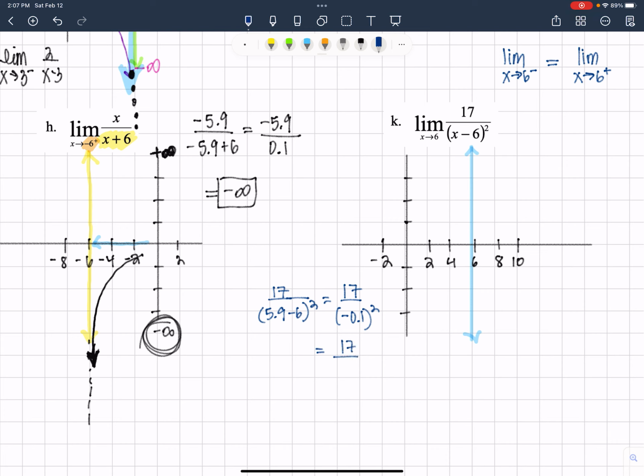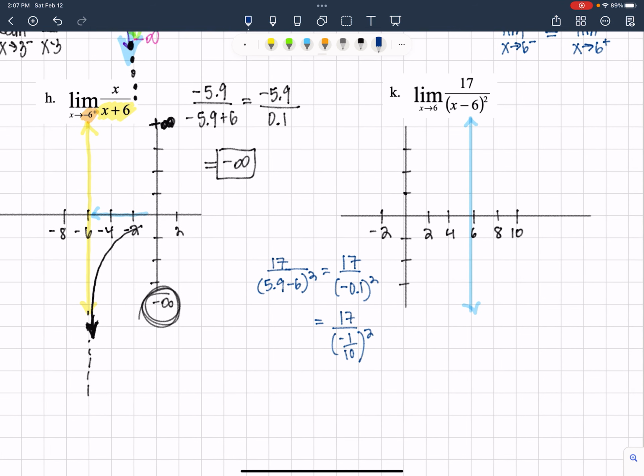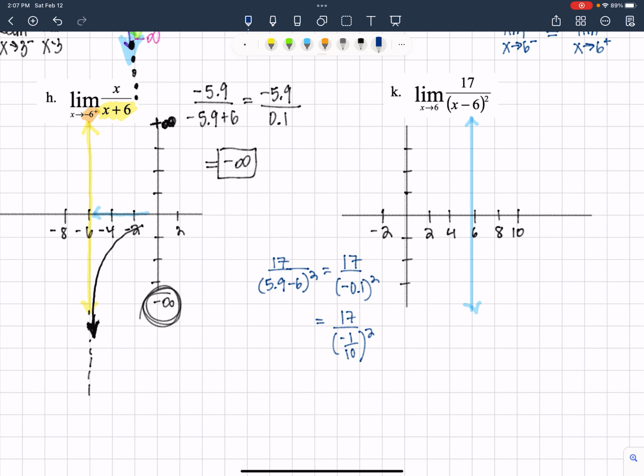And I like fractions a little bit better than I like decimals, actually a lot better. So you'll see me change things to fractions all the time. It avoids me having to pick up a calculator. 17 divided by negative 1/10 squared. Well, negative 1/10 squared is positive 1 over 100. The negative times the negative becomes a positive, and I have 1 over 100. And then 17 divided by 1 over 100 is the same thing as 17 times 100. So pretty big positive number.